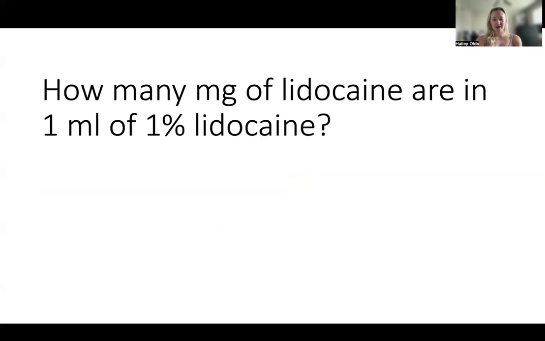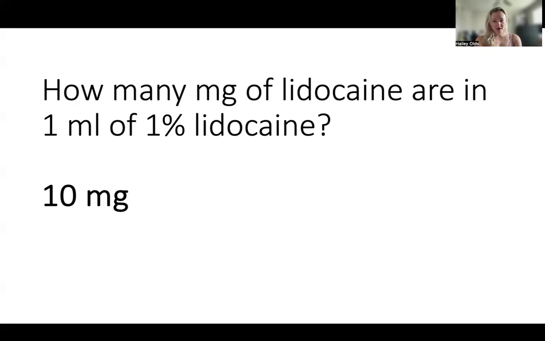How many milligrams of lidocaine are in 1 ml of 1% lidocaine? This is 10 milligrams. This helps you in your calculation. If the person is, let's say, 50 kilograms, and we know the max dose is 7 milligrams per kilogram, you would do 7 times 50, which is 350. That's how many milligrams they can have. And if you know there's 10 milligrams per 1 ml of lidocaine, then their max amount of lidocaine is 35 cc's.